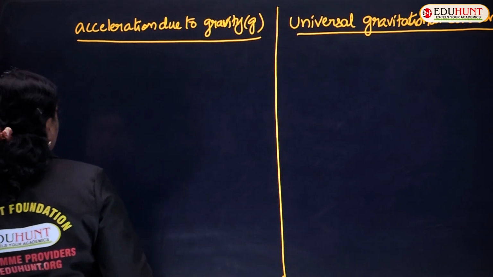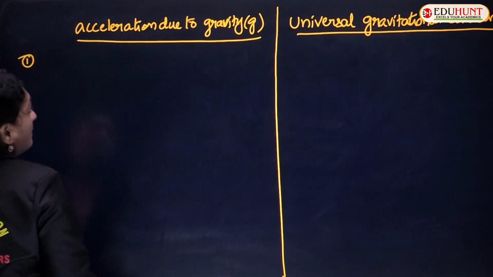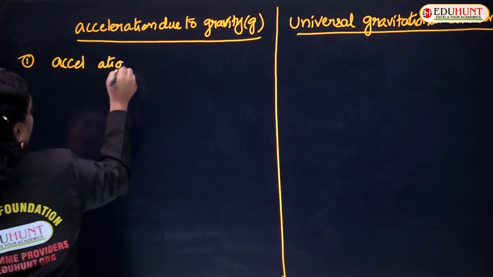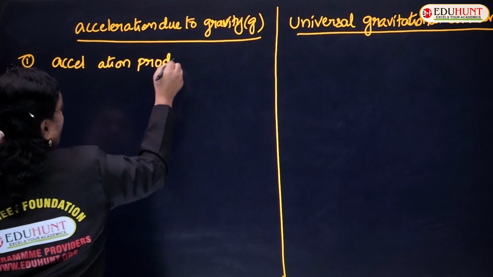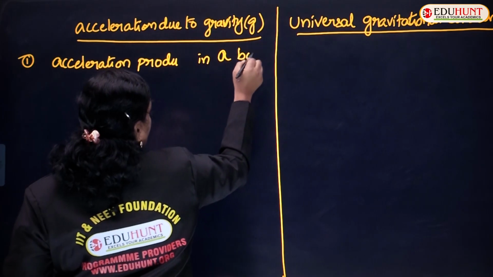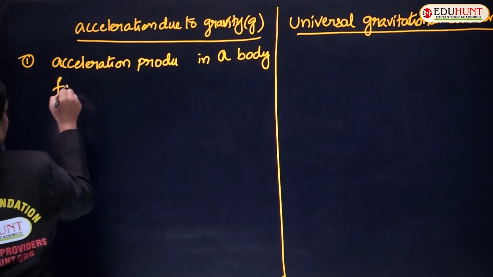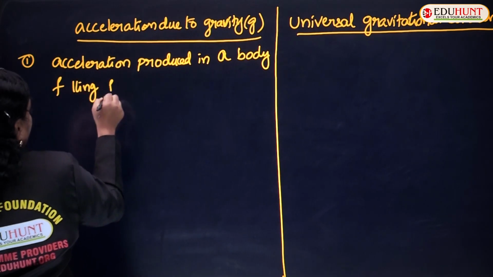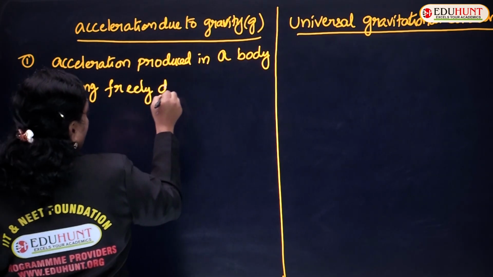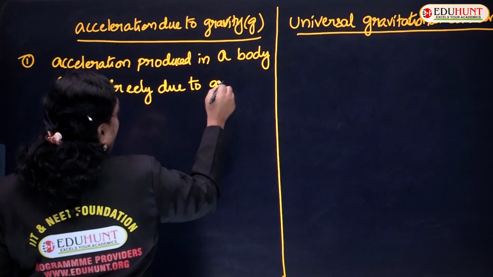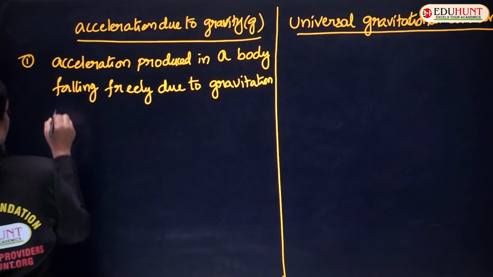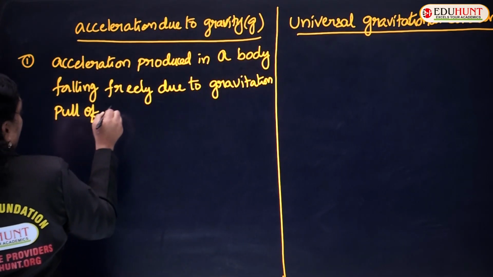Okay, so what is your first point? The acceleration produced in a body which is falling freely due to gravitational pull of earth.